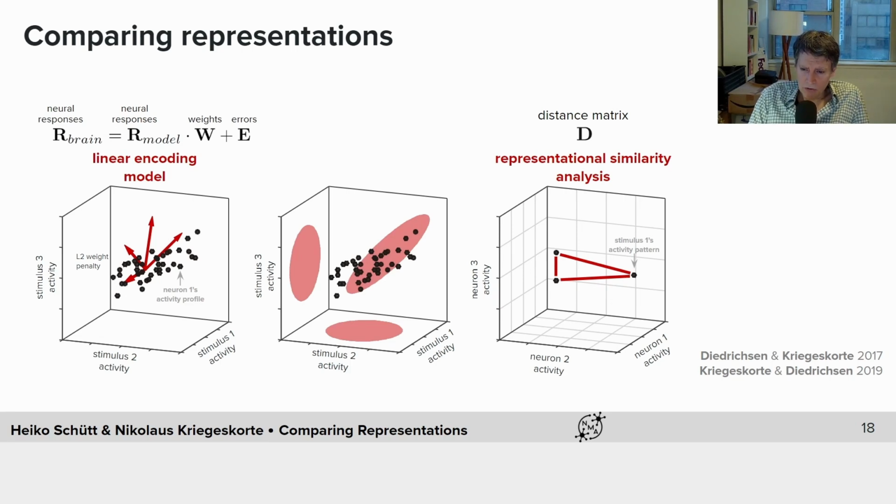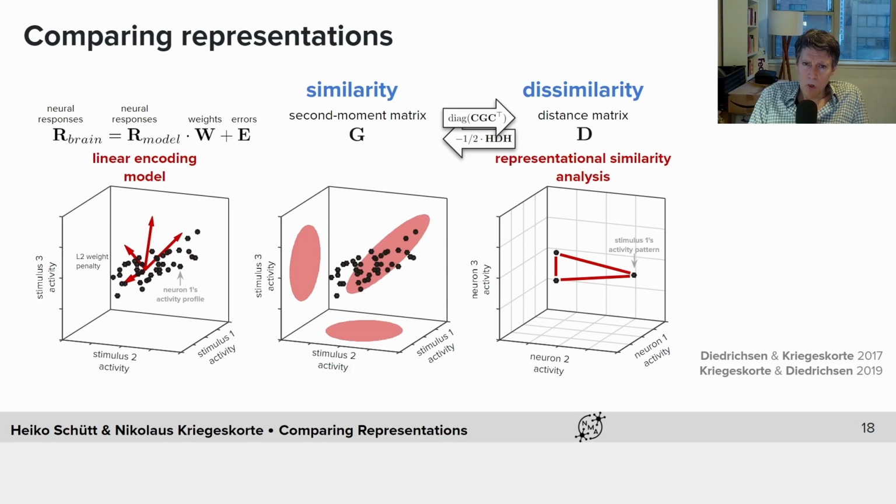The multinormal distribution, a Gaussian distribution, is characterized by its sufficient statistic, the second moment matrix G of the activity profiles. And it turns out that G and D, the distance matrix, contain the same information. So we can convert one into the other and go back and forth. The only thing we need for that is to include the baseline pattern, the origin, as another pattern in the distance matrix. The second moment matrix is a similarity matrix, and the distance matrix is a dissimilarity matrix.